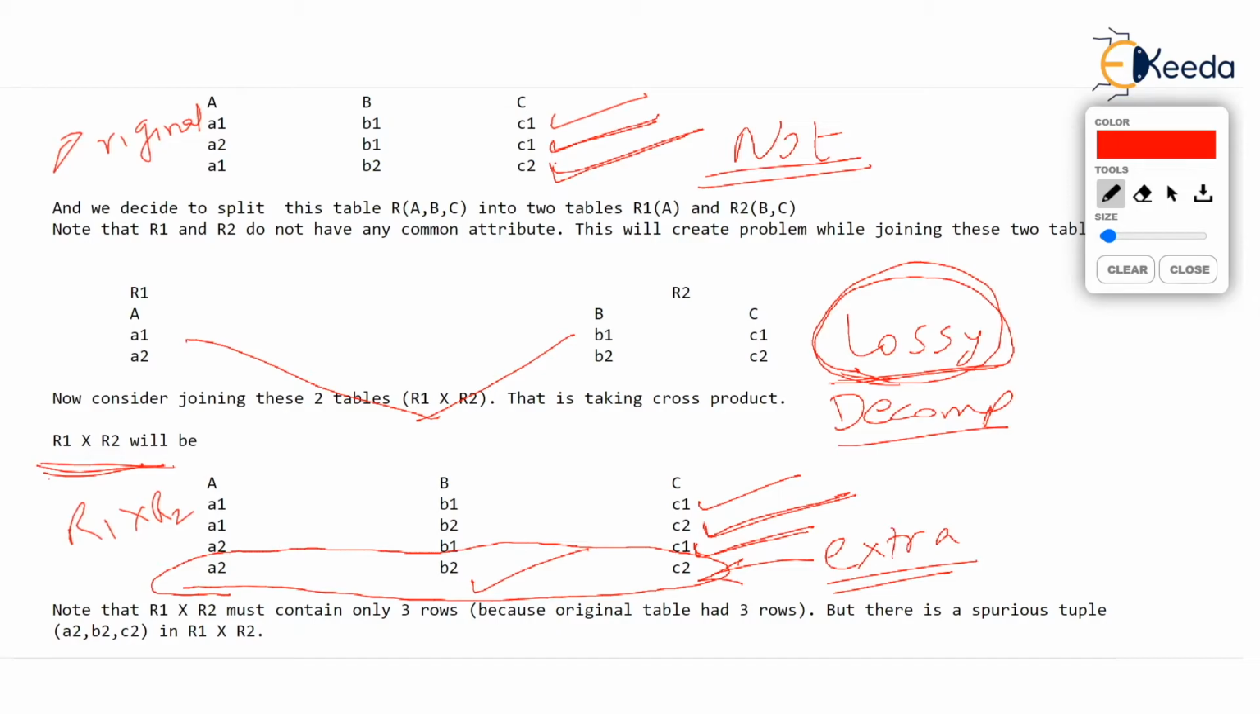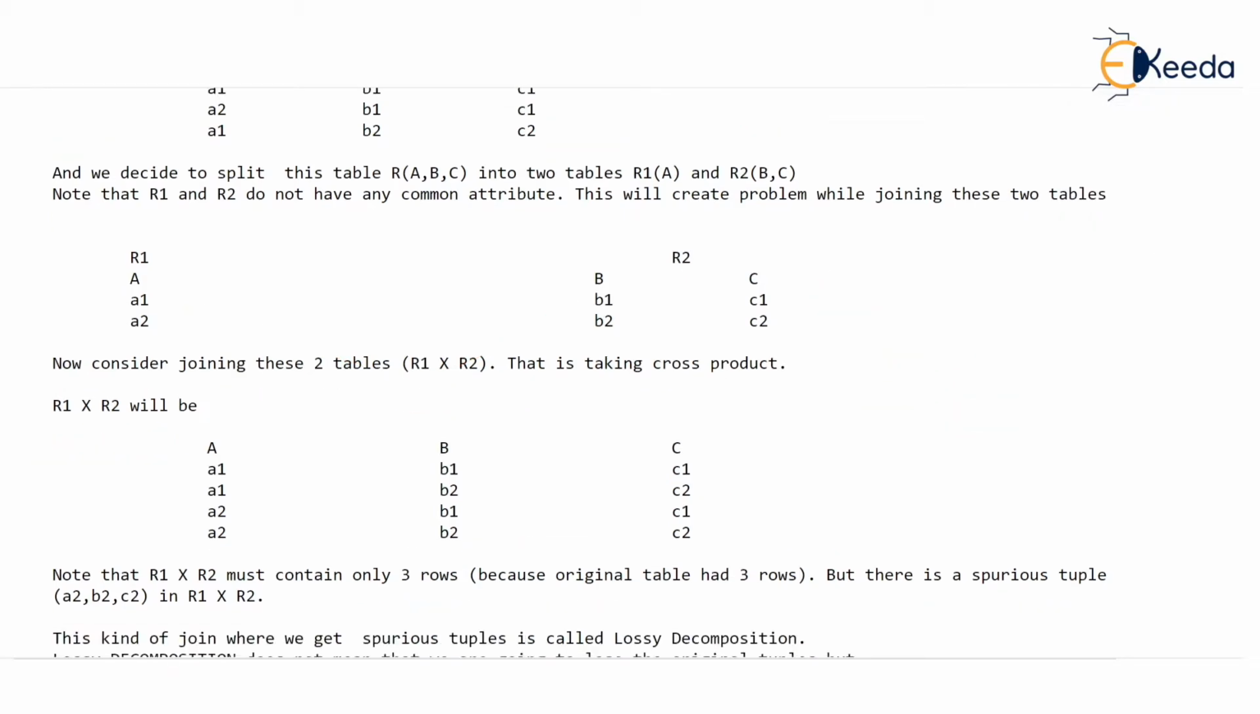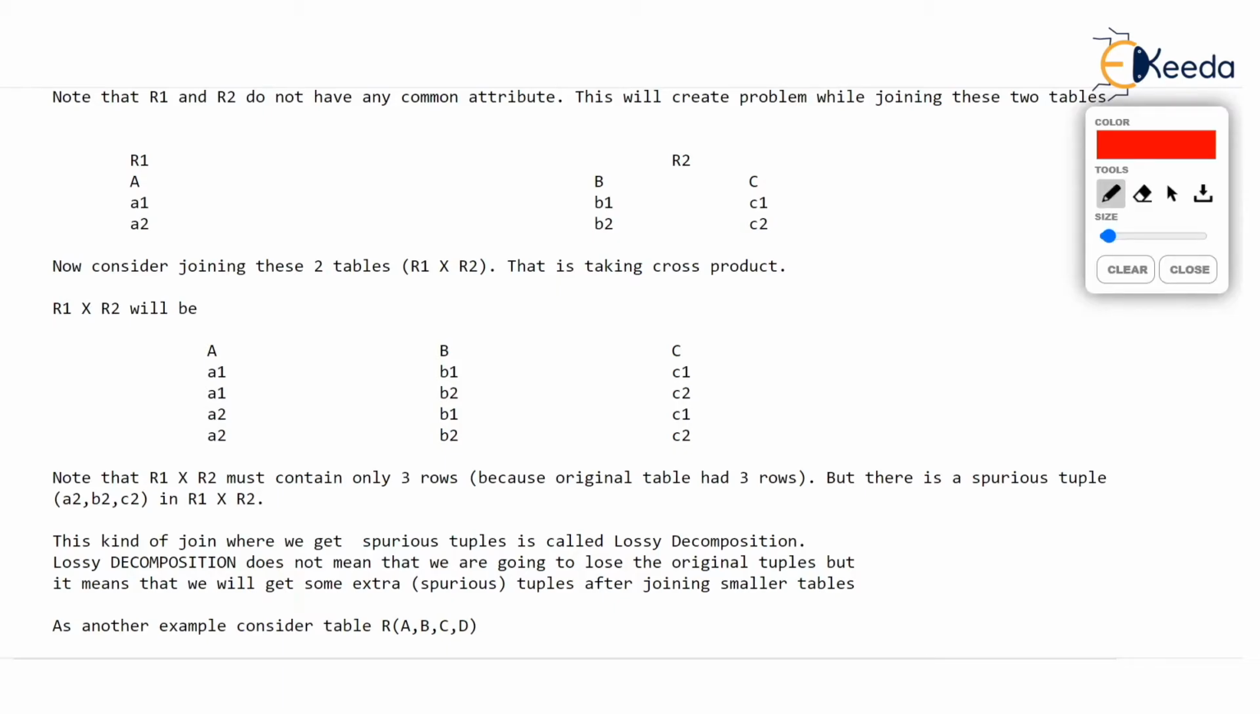But the spurious rows are very dangerous. This will tell something more data which is not existing, isn't it? Just see, that's what I have written here. This type of decomposition is going to be wrong. R1 cross R2 must contain only 3 rows. But there is a spurious tuple. This tuple in R1 cross R2 is spurious. So therefore, this kind of join is lossy. This kind of decomposition is lossy decomposition.